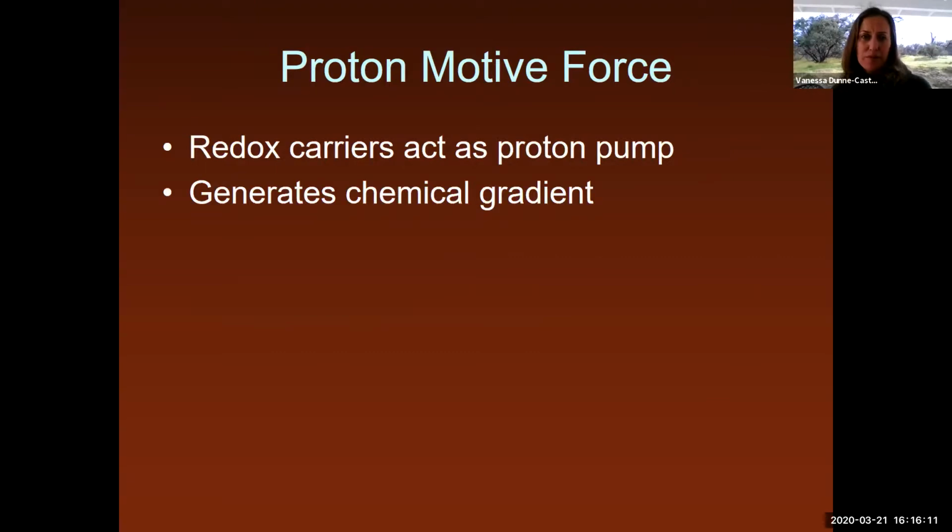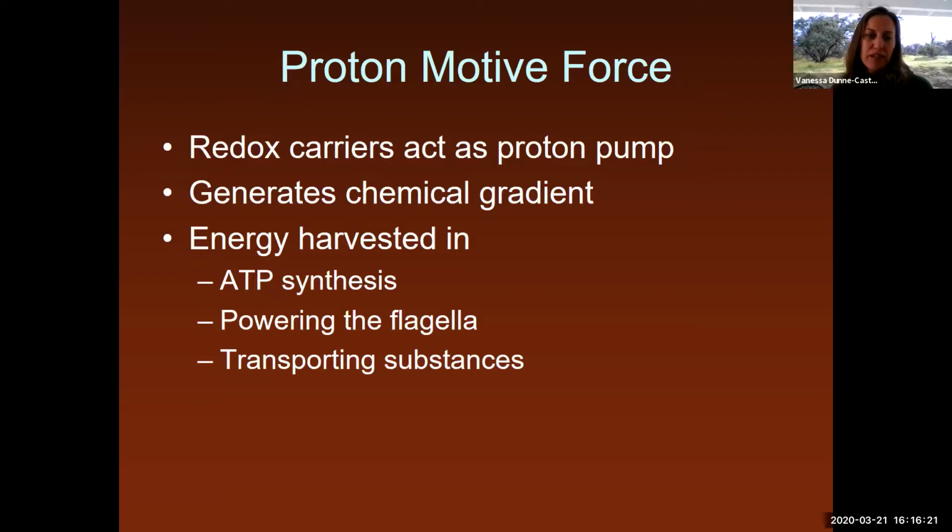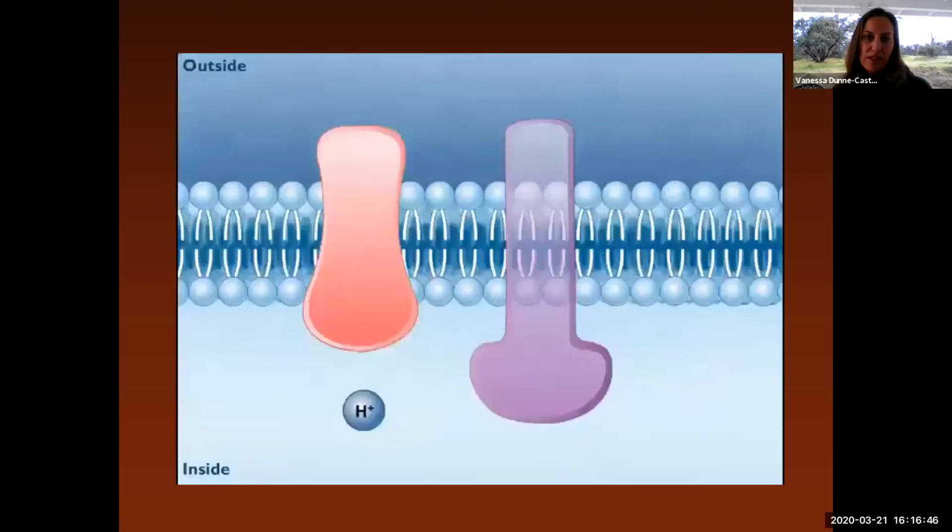I've mentioned already that proton motive force that is generated by those carriers that we just mentioned acting as proton pumps, many of them, and that generates that chemical energy gradient. We've just talked about how that energy can be harvested by that ATP synthase to generate ATP. But if you recall back from chapter 3, we also talked about how the bacterial flagella is powered by the proton motive force. So the redox reactions that push those protons out, those protons can be captured in alternate ways too, including the flagella and transportation of substrates.